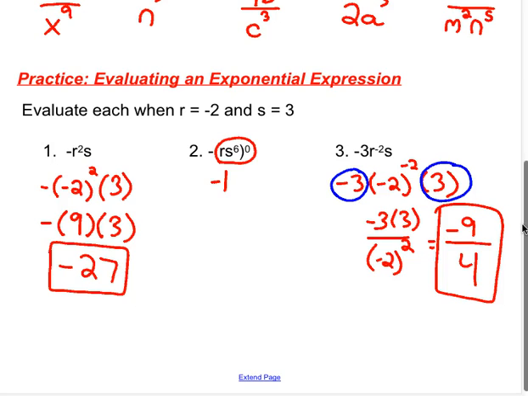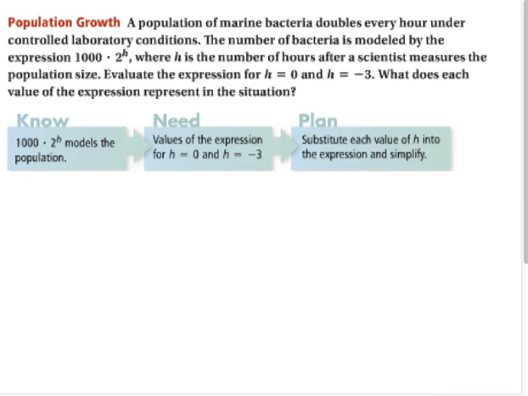All right, last page for our notes. Population growth. A population of marine bacteria doubles every hour under controlled laboratory conditions. The number of bacteria is modeled by the expression 1,000 times 2 to the h, where h is the number of hours after a scientist measures the population size. Evaluate the expression for h equals 0 and h equals -3. What does each value of the expression represent in the situation?